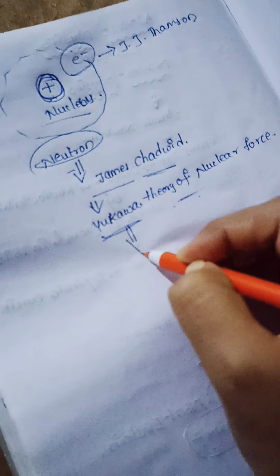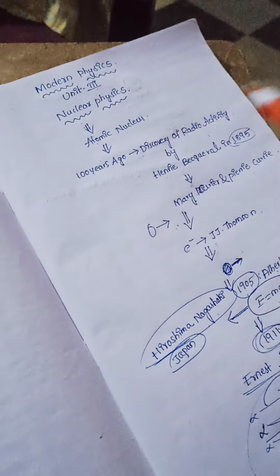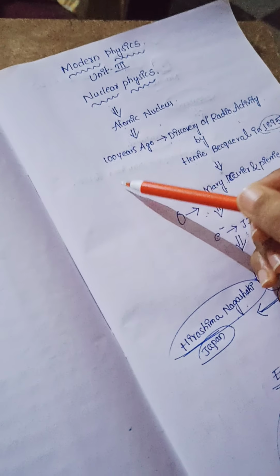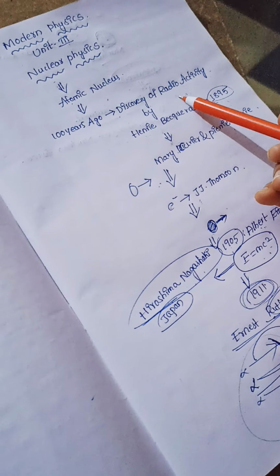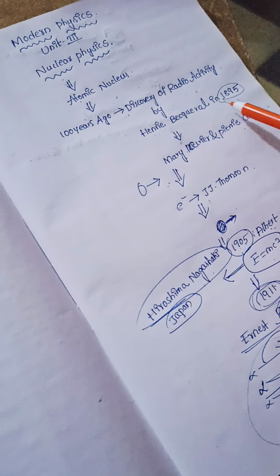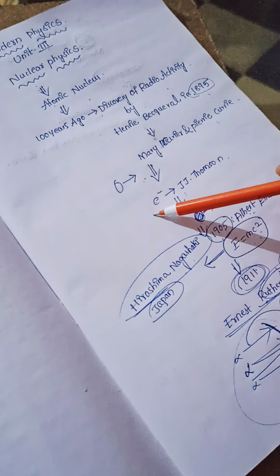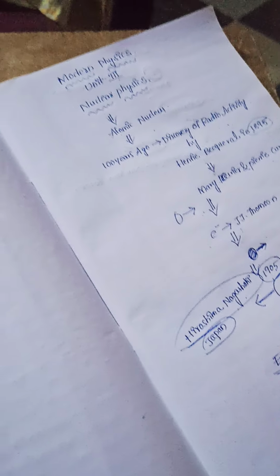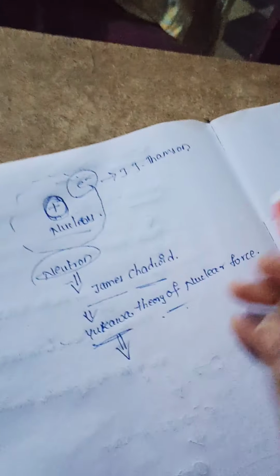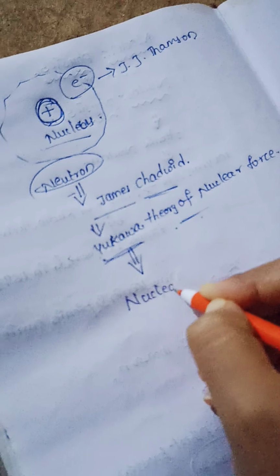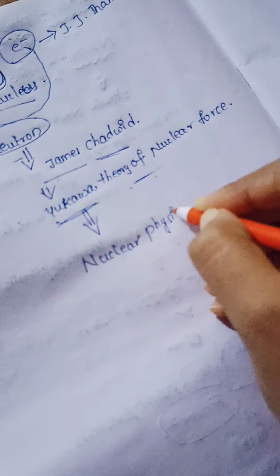Finally, this complete portion is from the atomic nucleus, how the atomic nucleus came into the picture. 100 years ago came the discovery of radioactivity by Henry Becquerel in 1895. Next, Marie Curie and Pierre Curie came into the picture. Next, the electron discovery came. After this complete discovery, the branch of physics is known as nuclear physics. These are some of the basic concepts regarding nuclear physics.